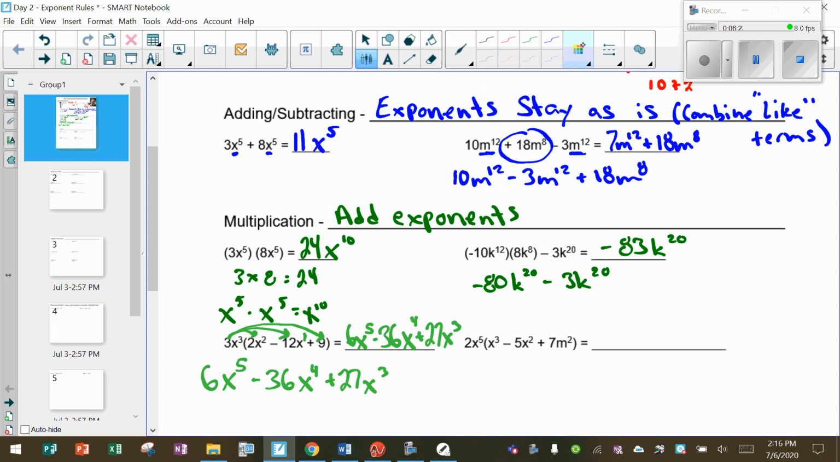Another distributive property. You know what? Let's do this. I want you to pause the video. Go ahead and distribute, try this on your own, and then hit play again, and we'll see if we come up with the right things, okay? So pause it, do it, then come back.